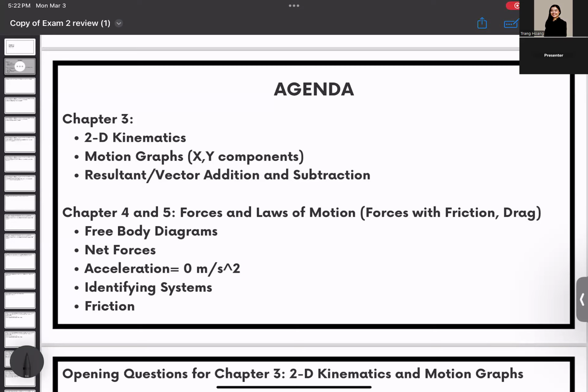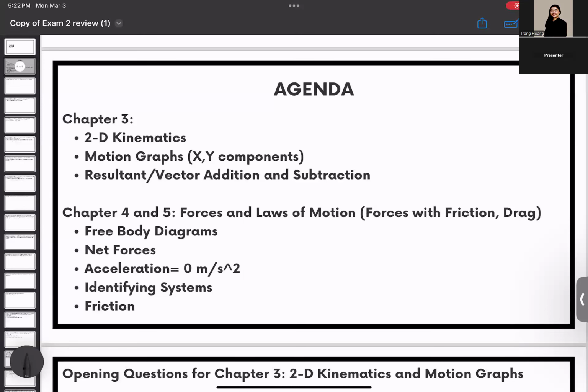And then next, you're going to have chapters 4 and 5, which I think are the big dogs. These are your forces and all the laws of motion. This includes being tested on how to draw a free-body diagram, how to find net forces, and how to find acceleration from those net forces. And this all comes down to learning how to identify your systems.